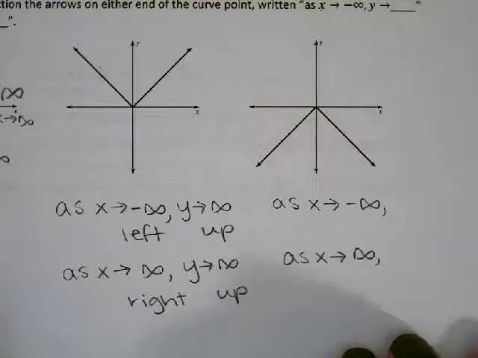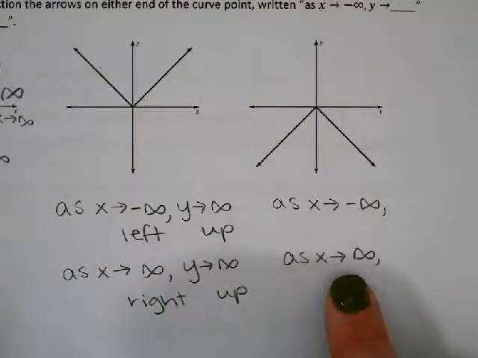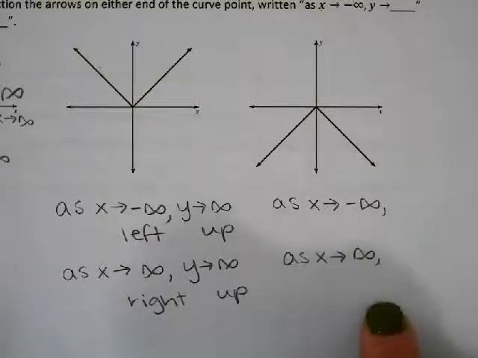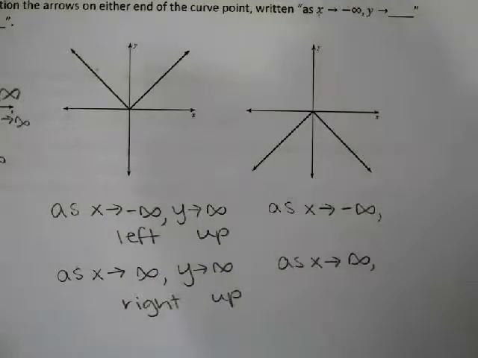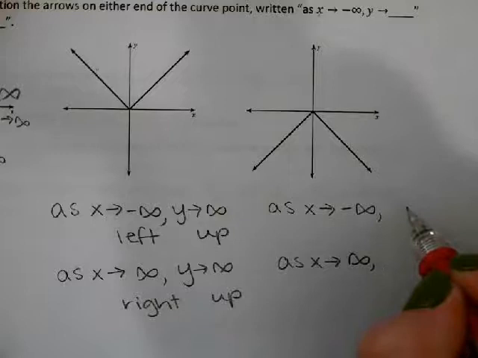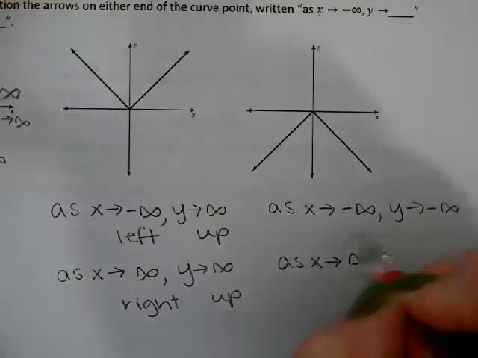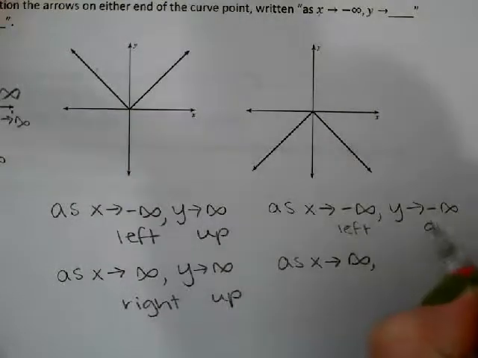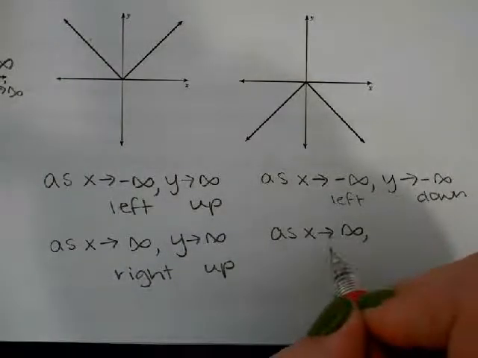So as I look at the left arrow, as I look at the right arrow, how should we finish both of these? Yeah, Gage. X goes to negative infinity and another step to the left, and then a little dash, and I said y goes to negative infinity and another down. Perfect. So this is left arrow, and this is down arrow. Perfect.